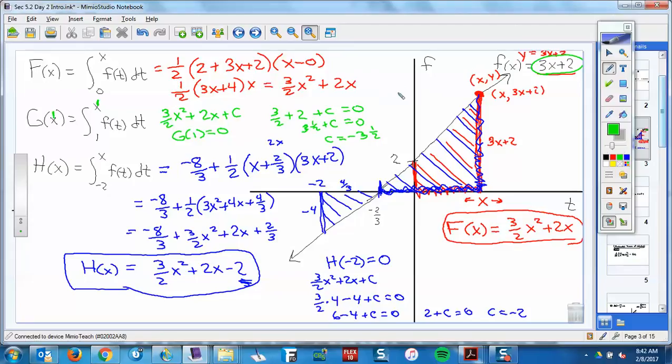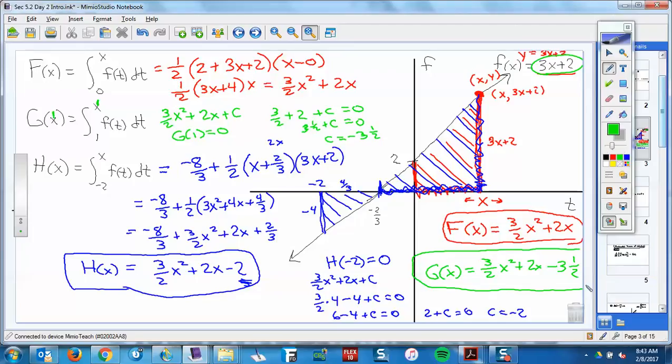So we know the g function would be, I'll write it down here, 3/2 x squared plus 2x minus 3.5. That would be the g function. So all three of those are antiderivatives of the original little f, right? F and h I did by doing the actual area of the picture. G I did by our antiderivative, because we've figured it out in the last 2 days, and oh my gosh, yeah, it's antiderivative.